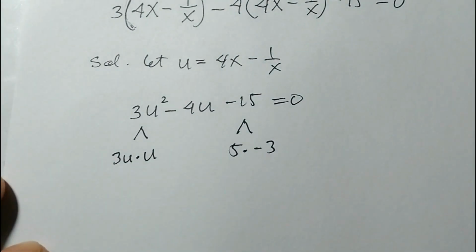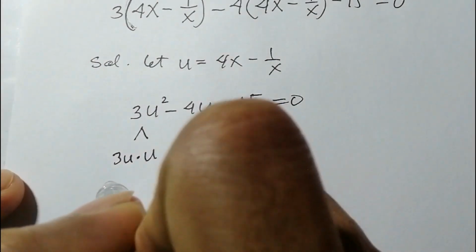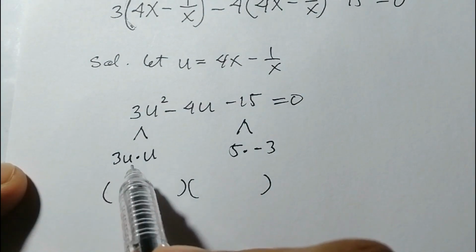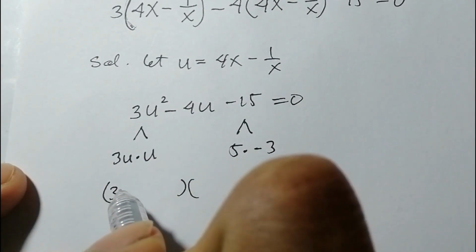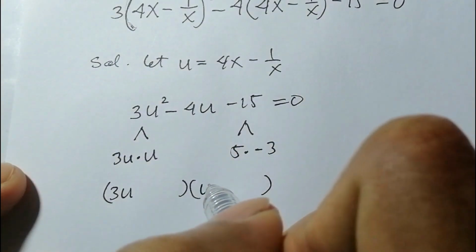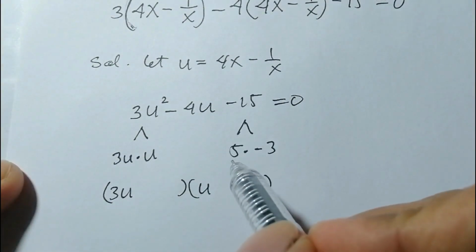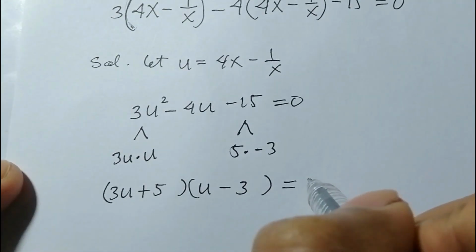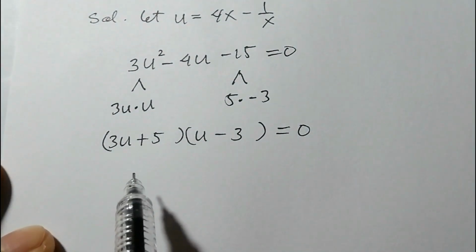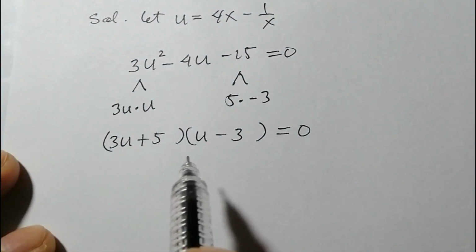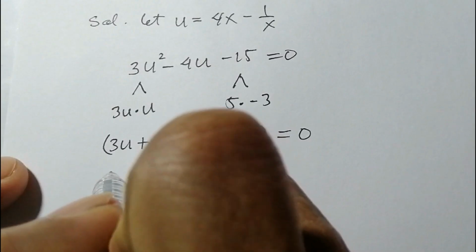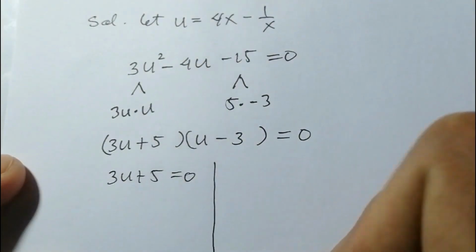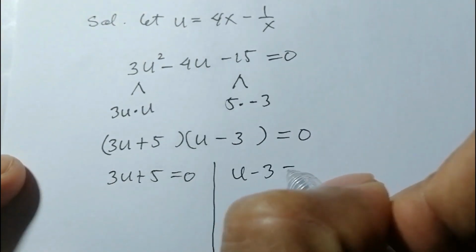Now, by factoring, we are going to distribute this 3u times u. So we write 3u, and u is in the other bracket, so 3u plus 5 and u minus 3 is equal to 0. Now in this case we have two cases: 3u plus 5 is equal to 0, and u minus 3 is equal to 0.